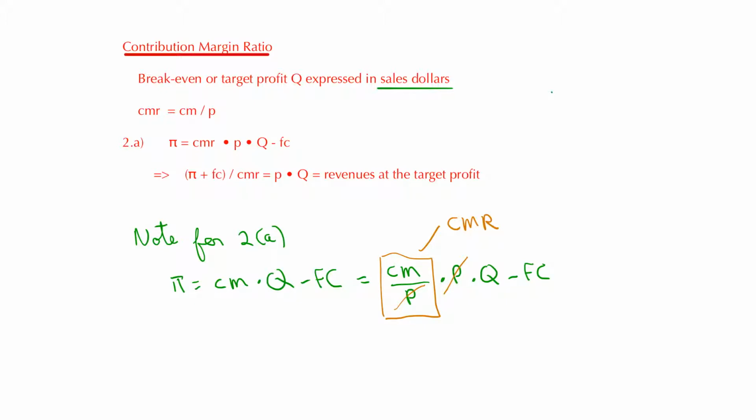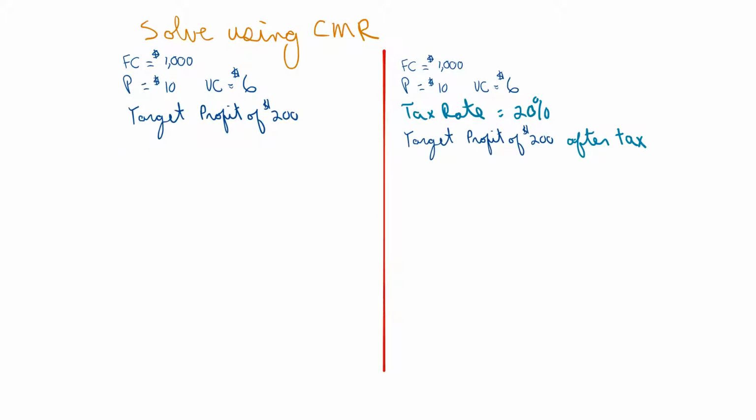And then what you end up doing is solving for the Q, but in terms of contribution margin ratio, you don't actually end up with Q. What you end up with is contribution margin over P, right? And so you can see over here that what you actually end up with is P times Q equal to profit plus fixed cost divided by the contribution margin ratio, right? It's because of that P in the denominator. But P, or price per unit, times quantity, that's just the revenues at the target profit, which is what we're looking for. So here are the problems that we worked on before.